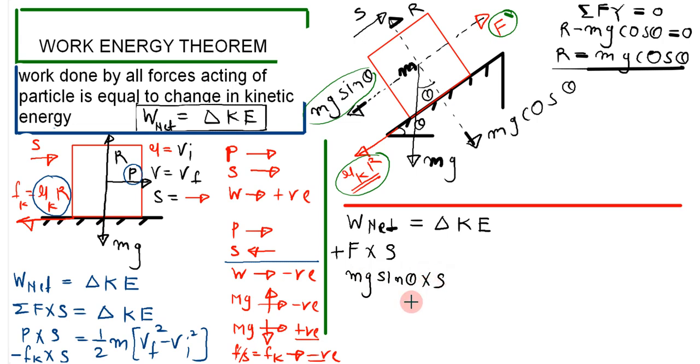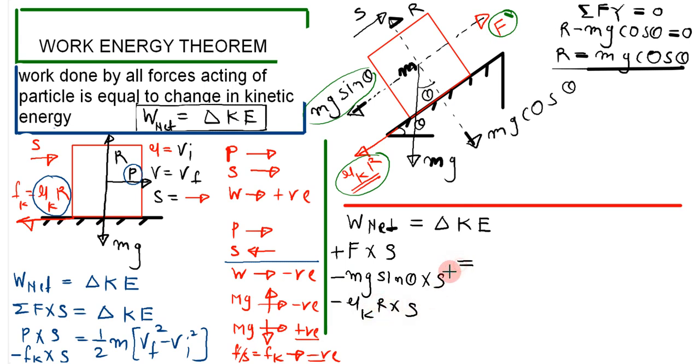What did I just tell you? If the body is moving upward, work done is negative. If the body is coming downward, work done is positive. So is the body moving upward or downward? Yes, upward. That's why it is negative. There is no doubt. And for frictional force, there is no doubt. Mu k R into displacement.